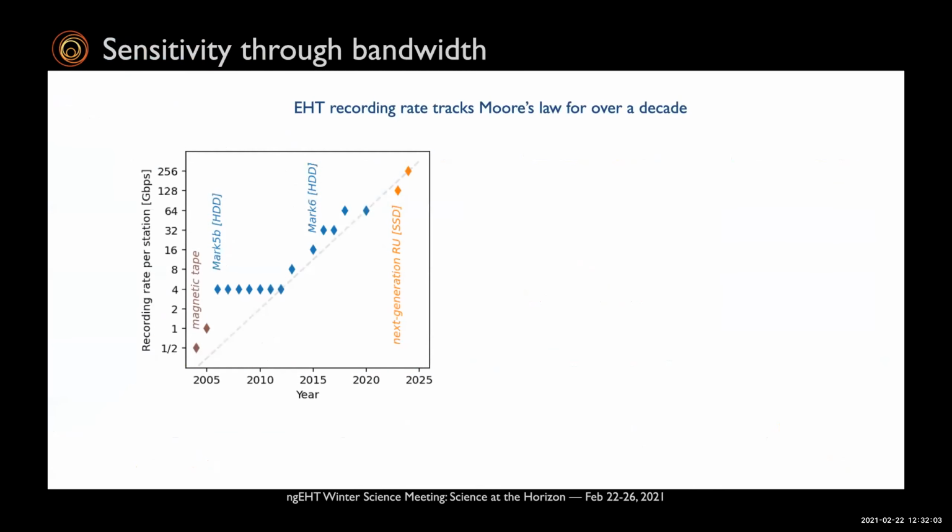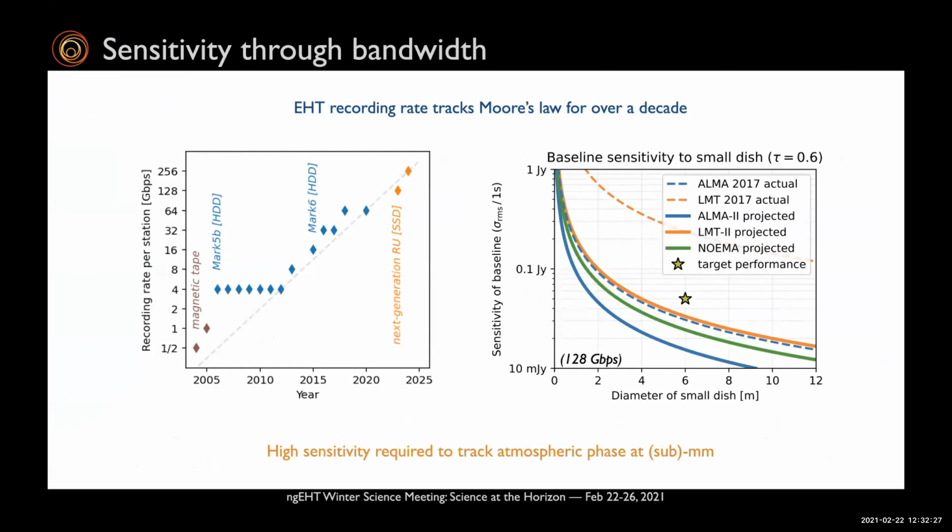Okay, so one reasonable question to ask is just why do we need such high bandwidths for the EHT and ngEHT? So this is an extended plot from what Shep showed, showing how the EHT is really enabled by the tracking of Moore's law for over a decade, and we're hoping to extend that to something like 2 decades now in the next generation. That's largely driven by our need for pretty extreme sensitivity in this difficult regime of millimeter radio to track the atmosphere at short time scales.